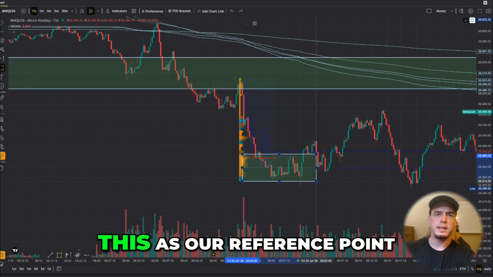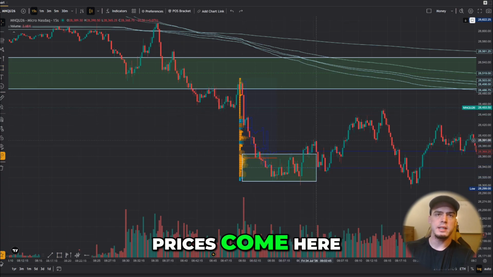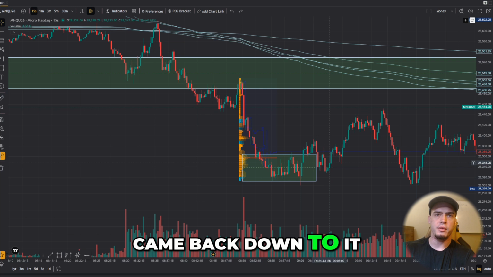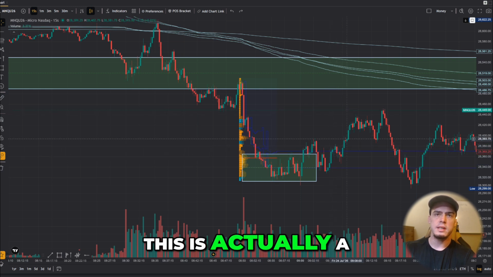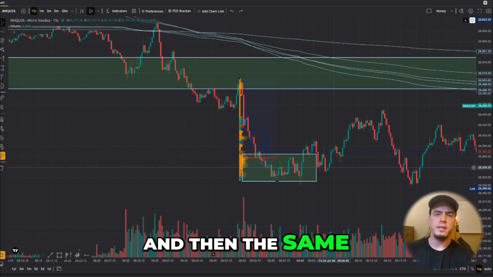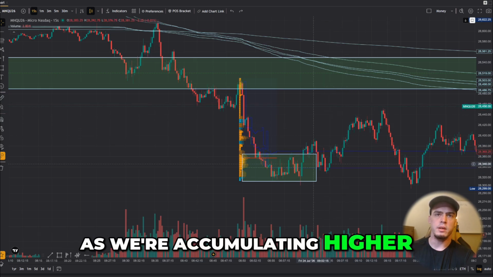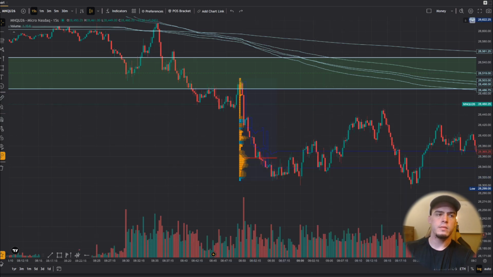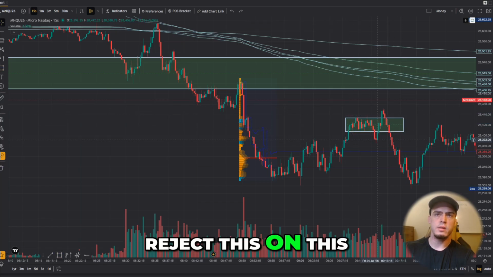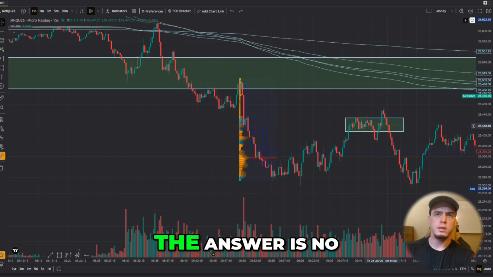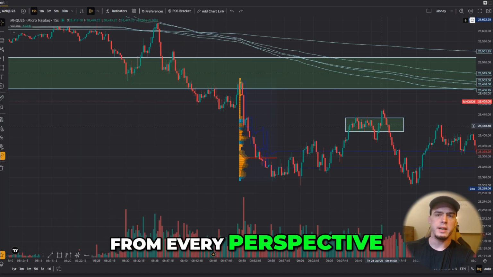However, if we're looking at this as our reference point, prices come here, came back down to it, and then right here it's hanging out. Here, this is actually a squeeze entry, and then the same thing starts to happen as we're accumulating higher. So we see congestion as we're moving up right here. Did price reject this on this spike up and return? The answer is no from every perspective.